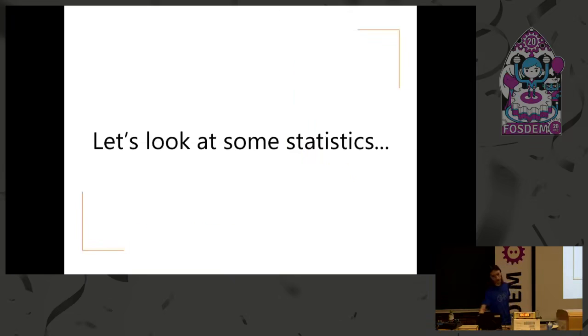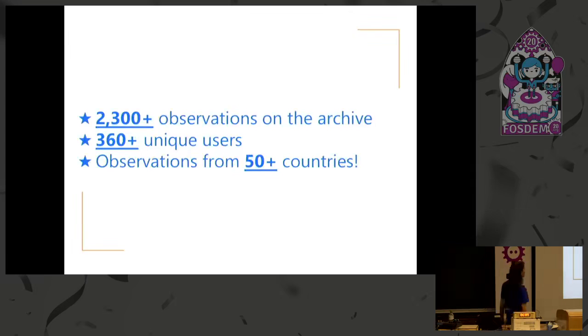So let's look at some statistics. PICTOR has been used by 360 plus unique users from all around the world. We have 2.3 thousand observations in the archive. Our goal was to hit 100 unique users in a year, and in just a few months we reached so many users, which is great. And these users include students, teachers, educators, professors, amateurs, and even professional astronomers.